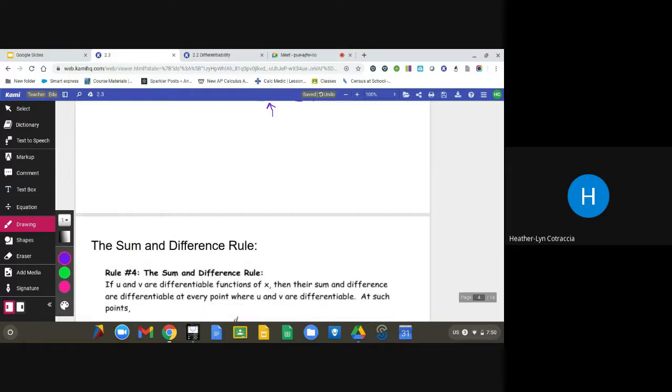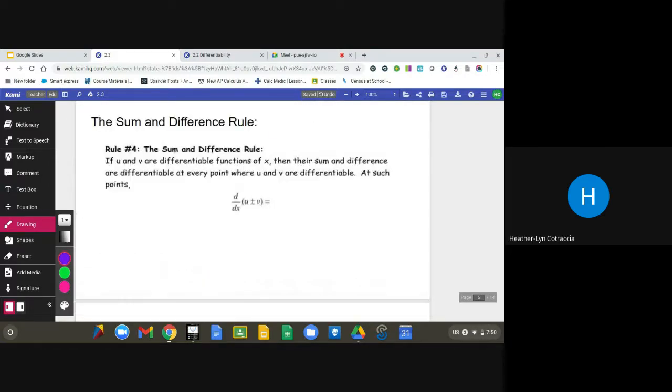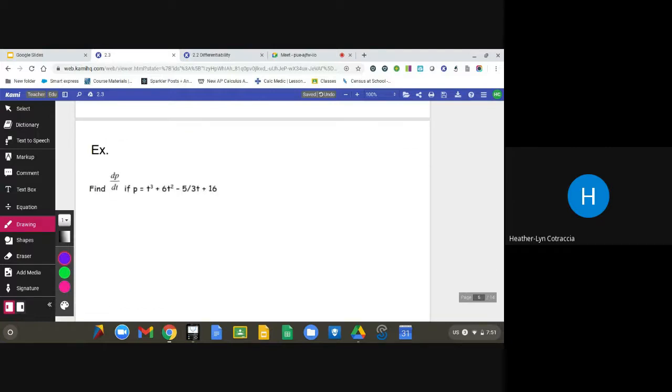And then last but not least, for the first set of rules, we've got something very intuitive: the sum and difference rule. If I'm taking the derivative of a u plus or minus a v, what you would do is take the derivative of u, which I'm going to call u prime, plus or minus the derivative of v, which I'm going to call v prime. So lots of different ways to write it, but basically take the derivative of each of them and then add or subtract them together. So let's see an example here.